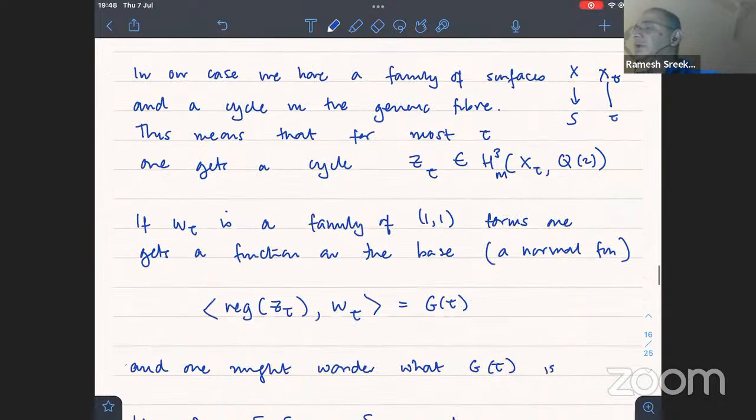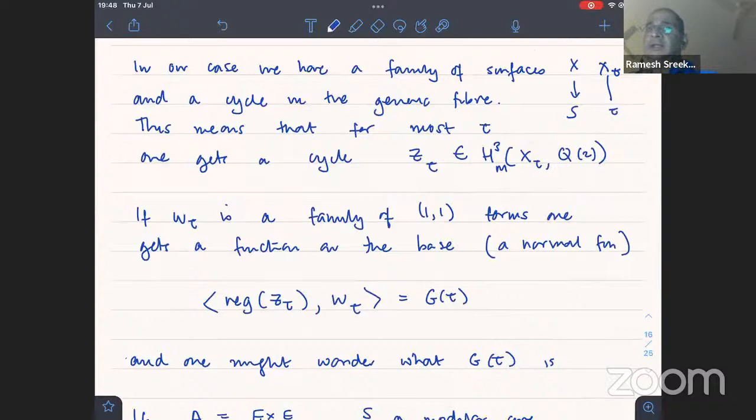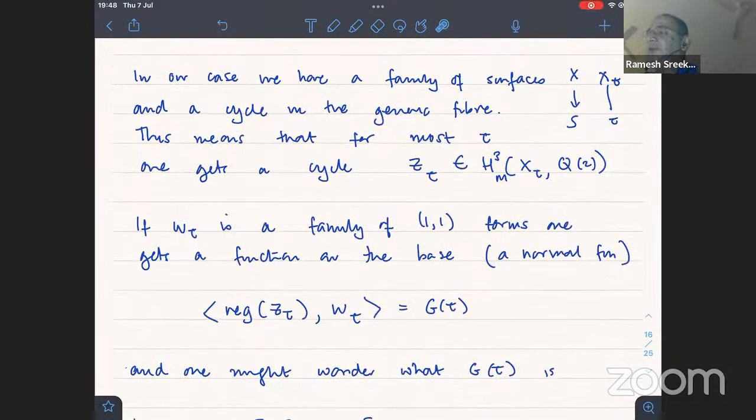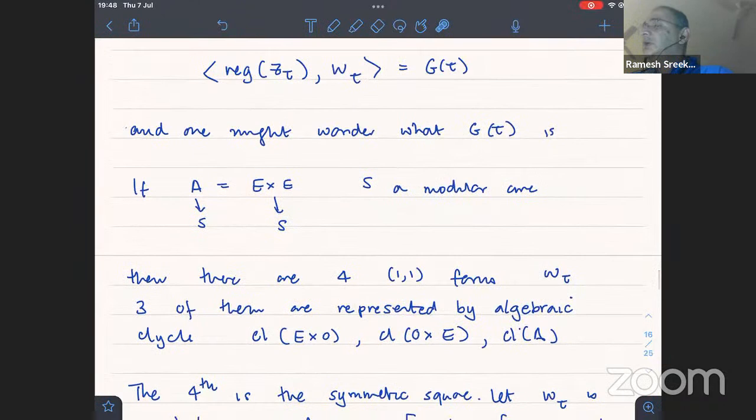So now if you have a family of (1,1) forms, and you look at the regulator of this, the Z_tau is a current on (1,1) forms; evaluate it on this (1,1) form, and you get some sort of function. Let's call that function G_tau. It's a function of tau. So you have a parameter, you have a family of surfaces over a curve, like a modular family of abelian surfaces over a modular curve or a Shimura curve or something, and you might wonder what this function is. So let's try to analyze it.